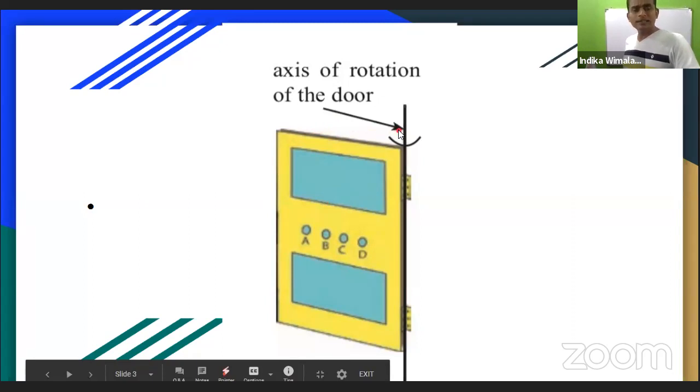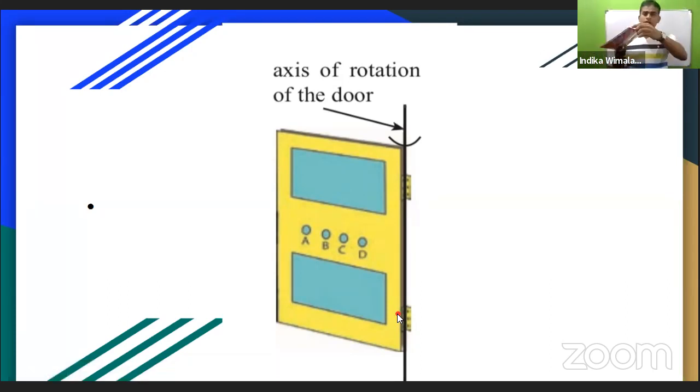So there is a straight line. You can see there is a straight line. This straight line we call the axis of rotation. Now, if you think about this as a door, this is the axis of rotation. Did you understand? The door moves around the axis of rotation.